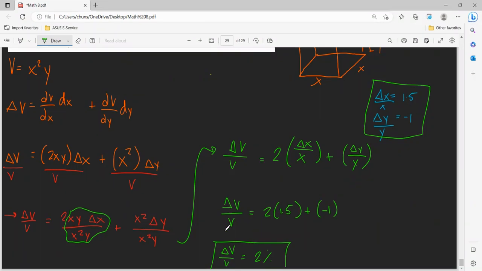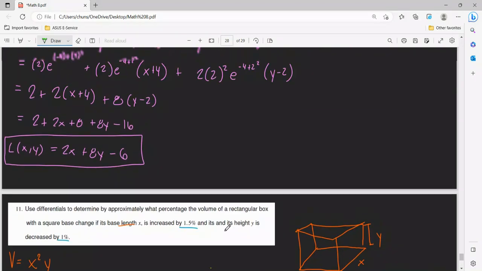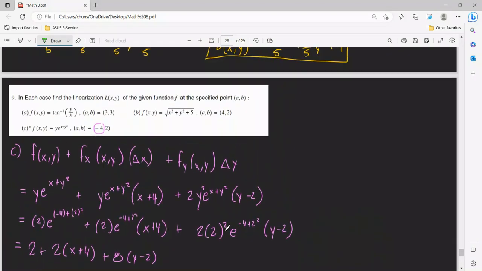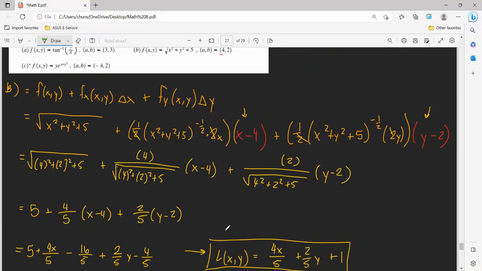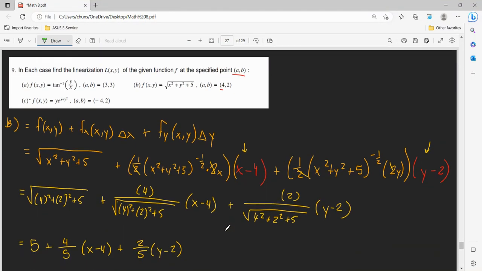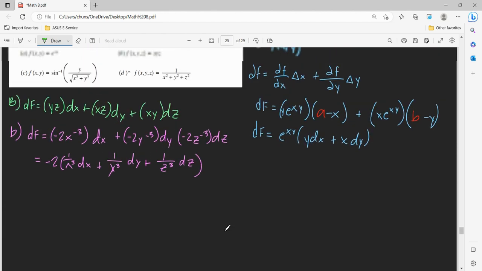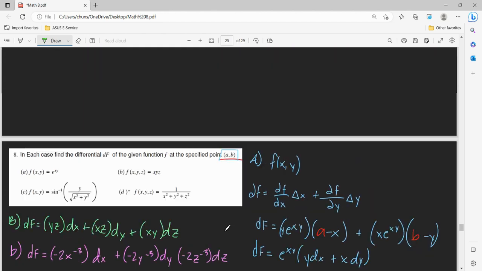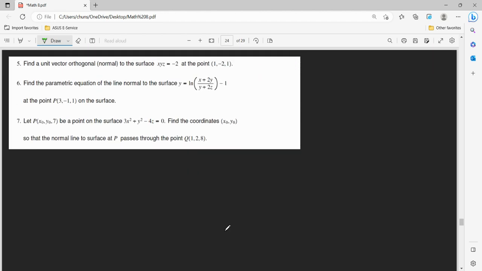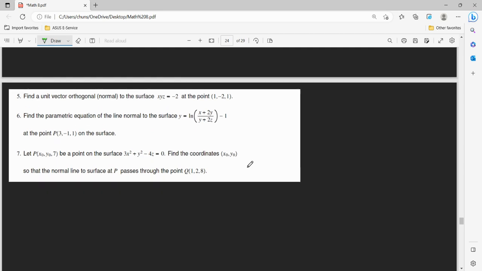Right, and that brings us to the end of our examples for this unit. So feel free to go back to some of the ones that I skipped over and try them for yourself. I hope this helps you. And just pay attention when you're doing these questions. Be careful and take it slow. And yeah, that's it for today. Thanks for watching.